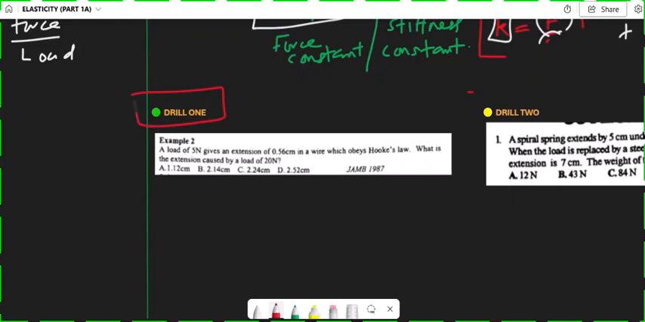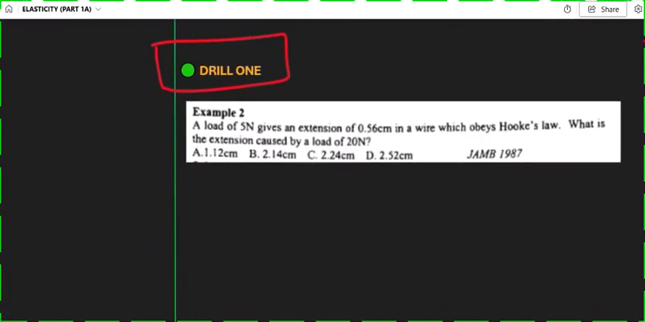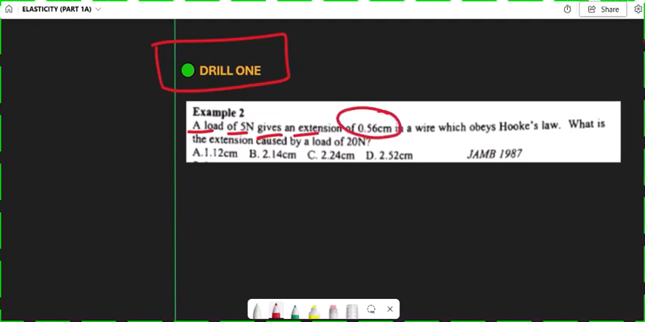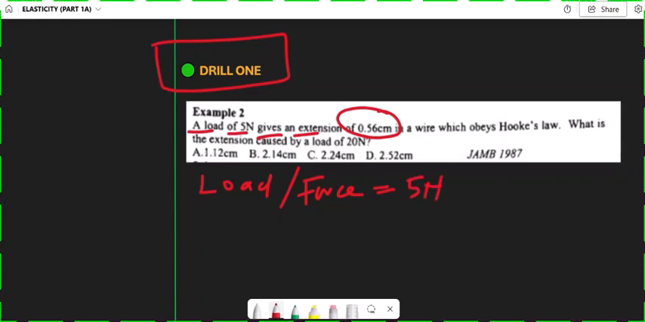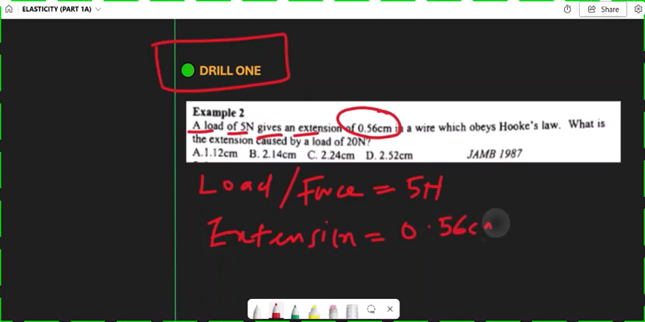In solving some jump question. Now, the one here, we are given that a load of 5 Newton gives an extension of 0.56 centimeter. Firstly, we are given a load. Now, be careful here. The load here can also be referred to as a force, and that is given as 5 Newton. And from there, we are given an extension. And the extension of the load was given as 0.56 centimeter.